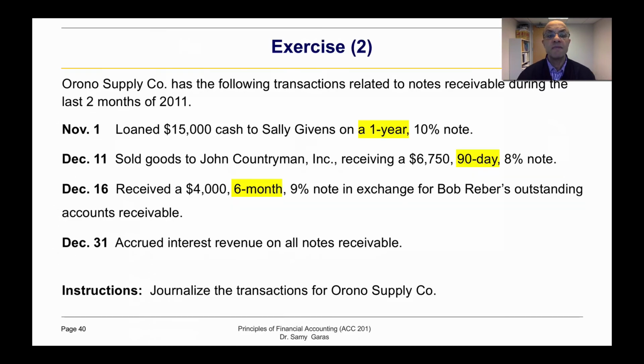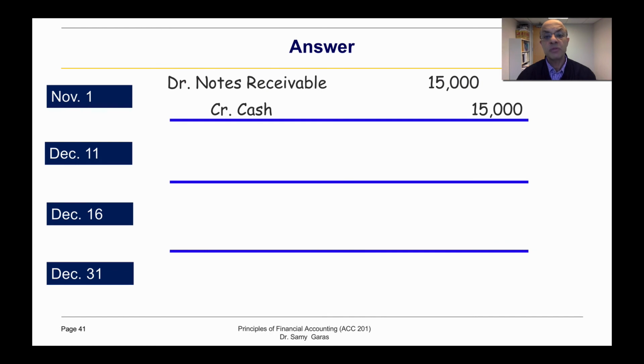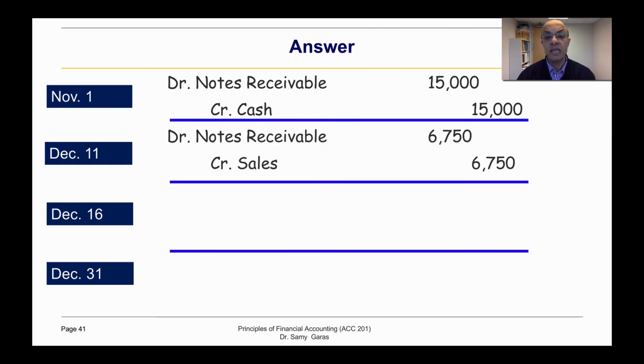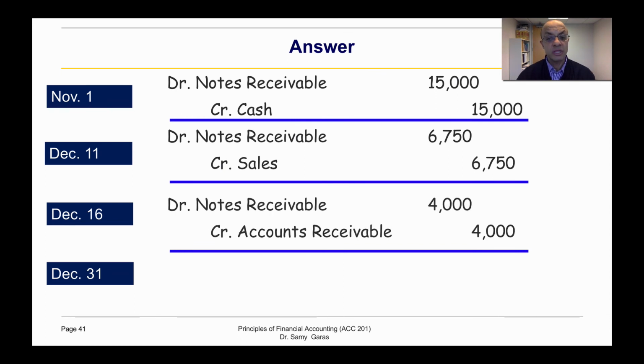So here we have issuance of different notes. We need to journalize the issuance and the collection of the interest. The first note was 15,000, issued on November 1st for 1 year. So we debit notes receivable and credit cash by 15,000 on November 1st. The second one, on December 11, we debit note receivable and credit sales. The third one, on December 16, we debit note receivable and credit accounts receivable.